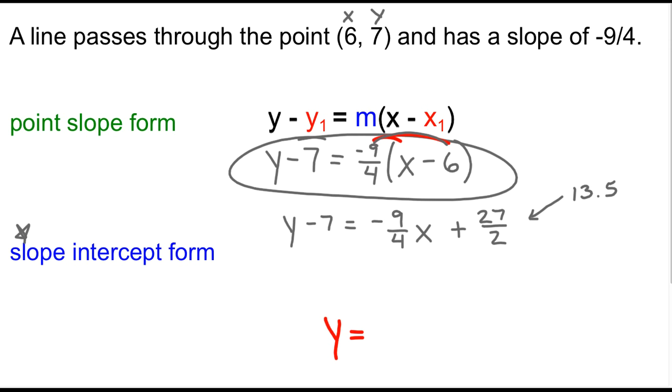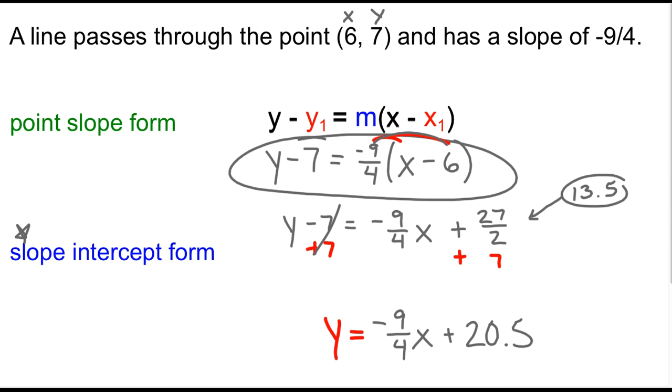Get the y by itself next. Got to add 7. What we do to one side, we do to the other. My final answer then is y equals negative 9/4 x. And I'll take my 13.5 or 27 over 2 and add 7 to it. 20.5. If you again prefer the fraction, it would be like 41 over 2.